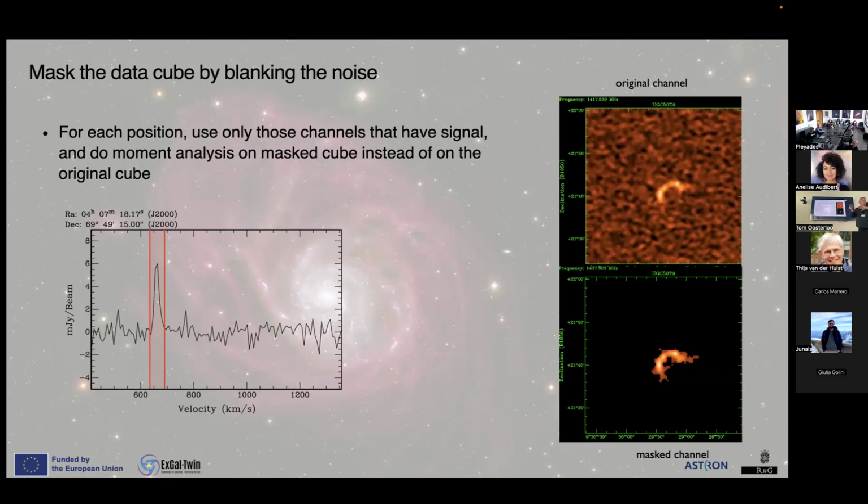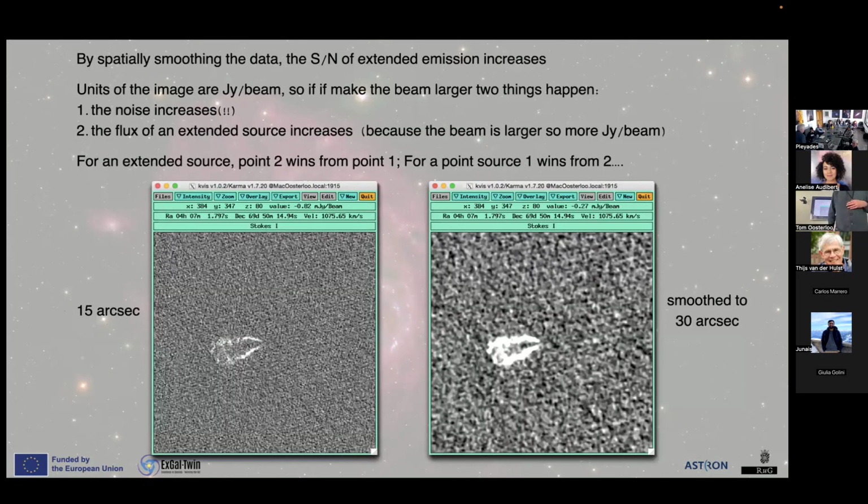So it doesn't matter how you do it. You do both if you want. Somehow you create a three-dimensional mask where inside the mask is the emission, and outside the mask there's only noise. And then you get this. If you then do this integration, this moment analysis, you get these nice maps that I showed before.